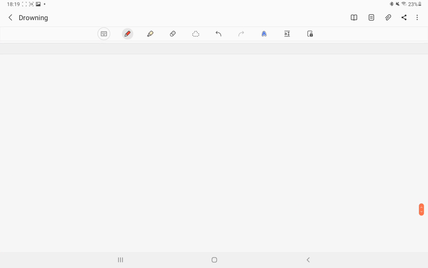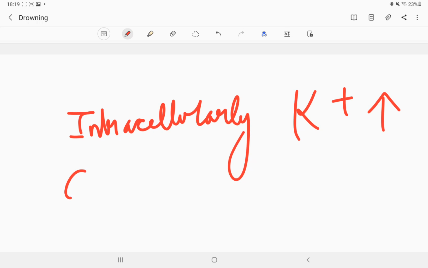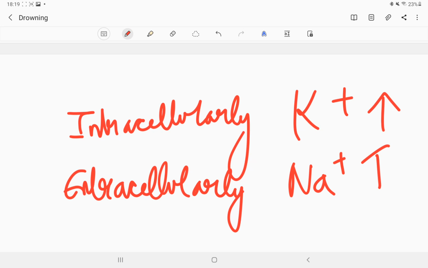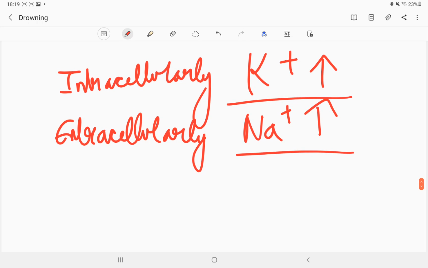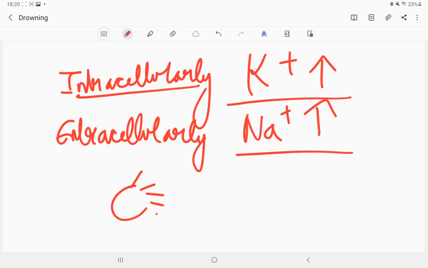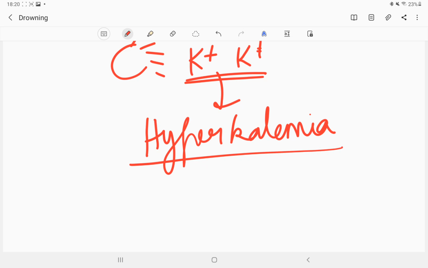Now you will ask me, why are cells rich in potassium ions? Obviously because we have learned that intracellularly K+ ions are more, while extracellularly, that is in the tissue fluid or in the blood, sodium is more, as is evidenced by 0.9% NaCl, right? So extracellularly sodium is more, intracellularly K+ is more. Now since K+ is more, when this cell bursts, what will come out? K+ will come out, right? So this will cause something known as hyperkalemia. Now when hyperkalemia happens, this is very important.